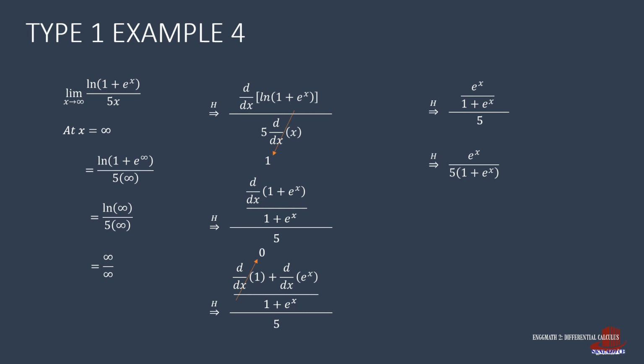With the simplified expression, we plug x as infinity, so we get e raised to infinity over 5 times 1 plus e raised to infinity. E raised to infinity is still infinity, so we end up with infinity all over 5 times 1 plus infinity, which can be reduced to infinity over infinity. We have exhausted first derivative using L'Hopital's rule, but still ended up with an indeterminate form. So we try to find the second derivatives of the numerator and denominator.